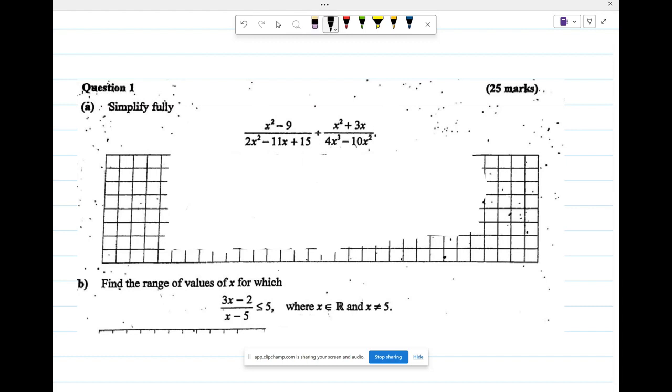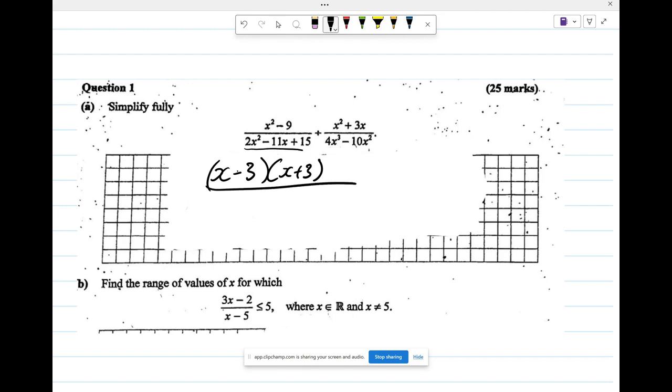And so how we're going to simplify one fraction divided by another is, first of all, simplify each fraction individually, then divide one by another, and then simplify that division. So how are we going to simplify this fraction here? Well, how are we going to simplify this top line? Well, we can see that that's just the difference of two squares, so it's x minus 3 times x plus 3.